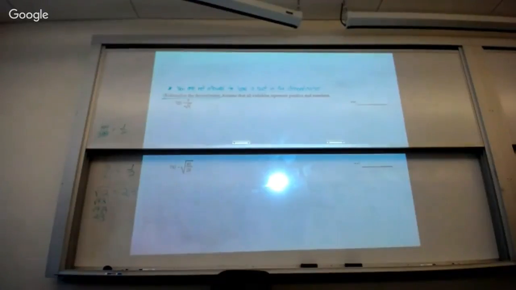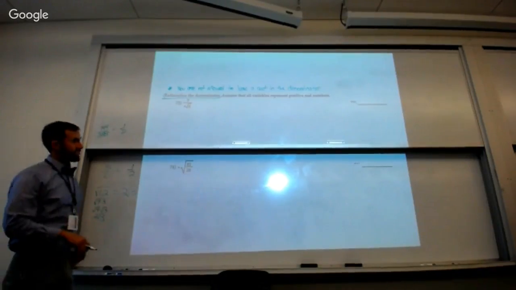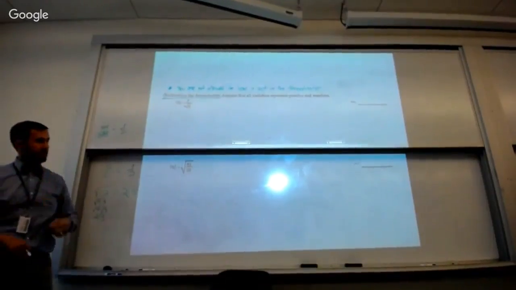Now, you might say, well, why is that? That seems like a strange rule. Why am I not allowed to leave a square root in the denominator? And I would like to at least give you an indication of why that would be so.